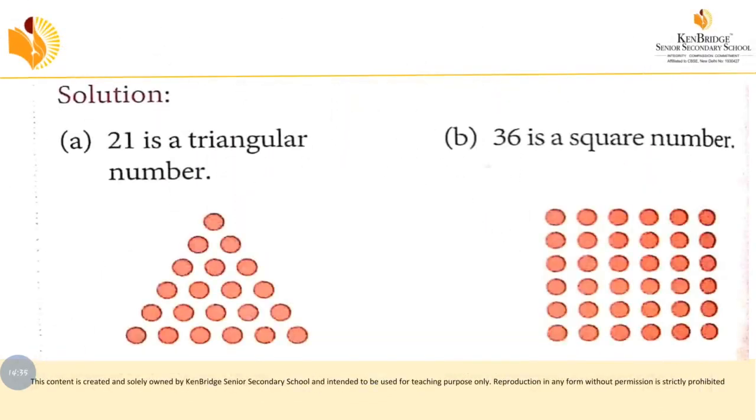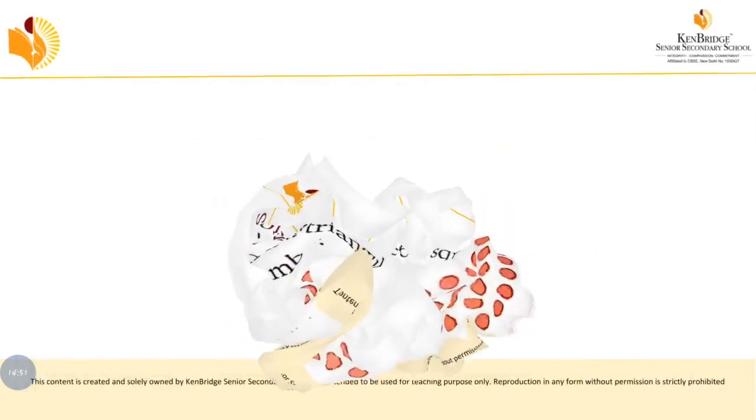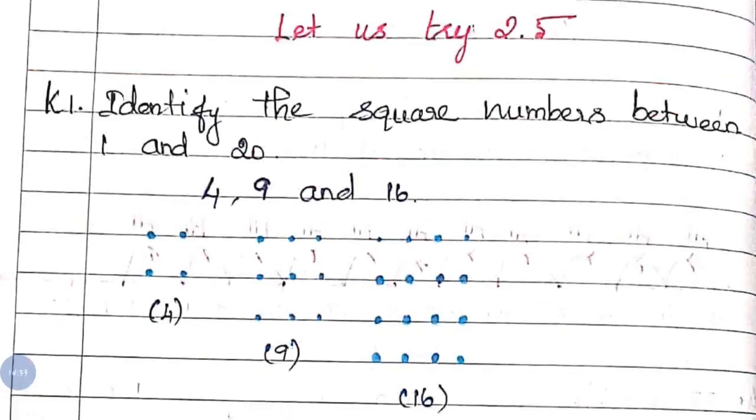So here is the solution. 21 is a triangular number and 36 is a square number. Likewise, you have to find out the answer. Okay. Just do all those things one by one. You just start to practice, then you will get it easily. Okay. So now we are going to see the problems from your exercise.